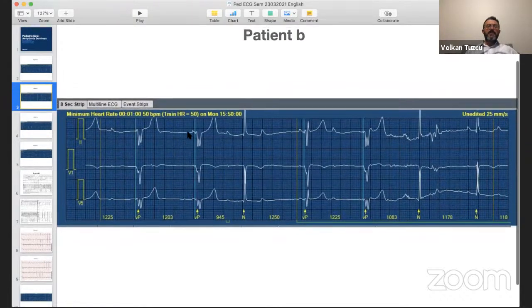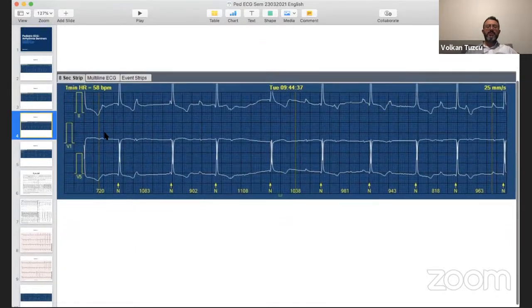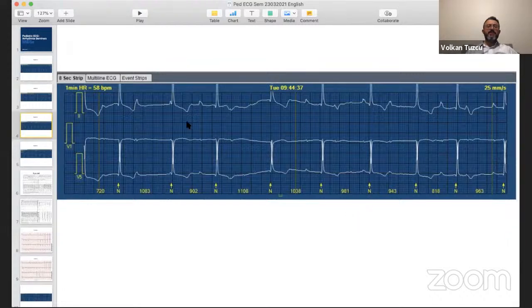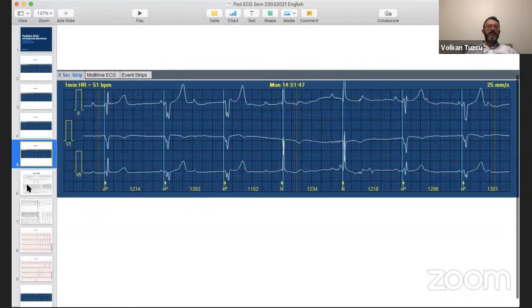All right, so next one, let's go to the next patient. Actually, this is the same patient. As you see, this patient is having lots of intrinsic rhythm, some junctional, some conducted P waves. When the rate is over 50 beats per minute, there's no pacing coming in, right? All right, again here, similar.